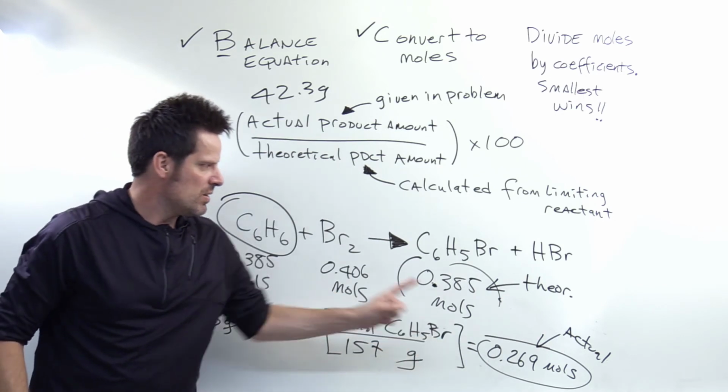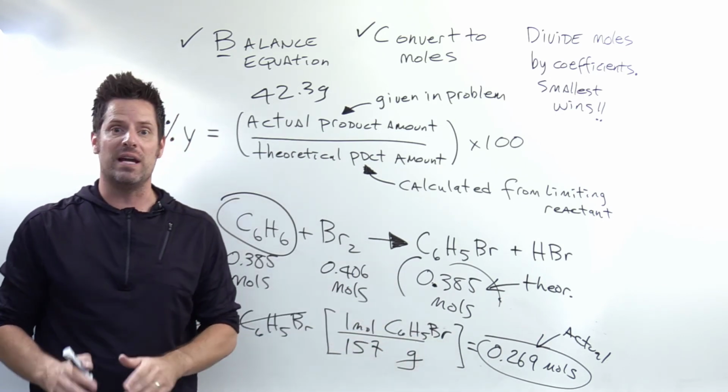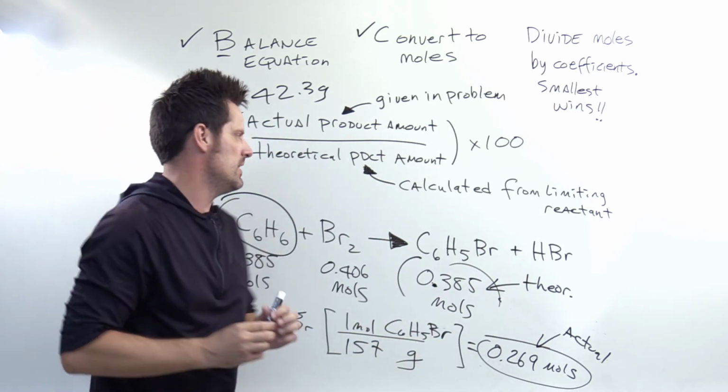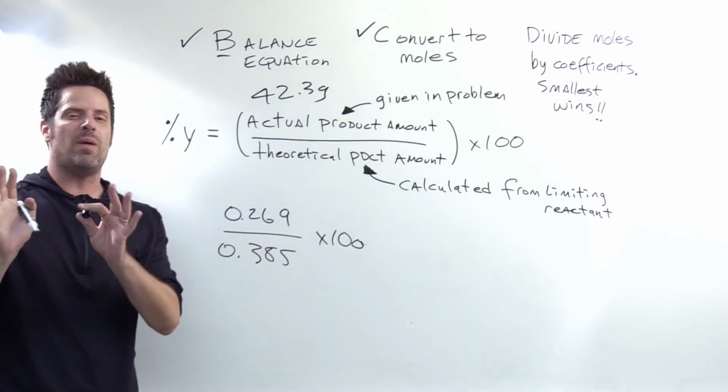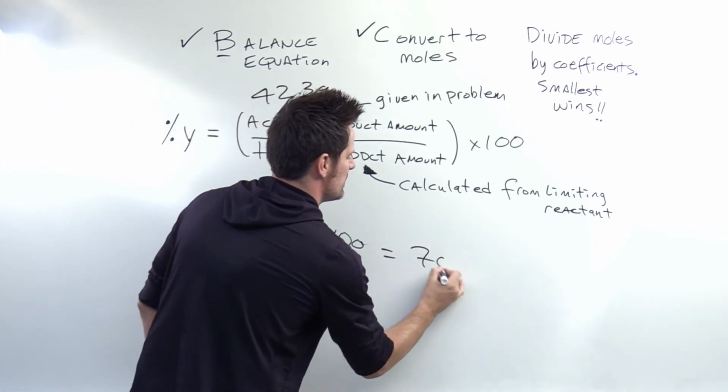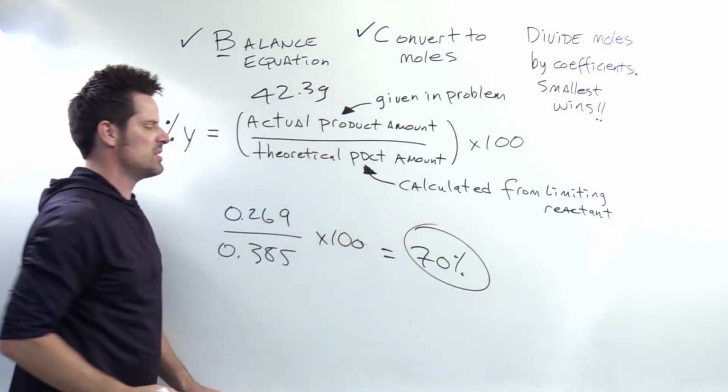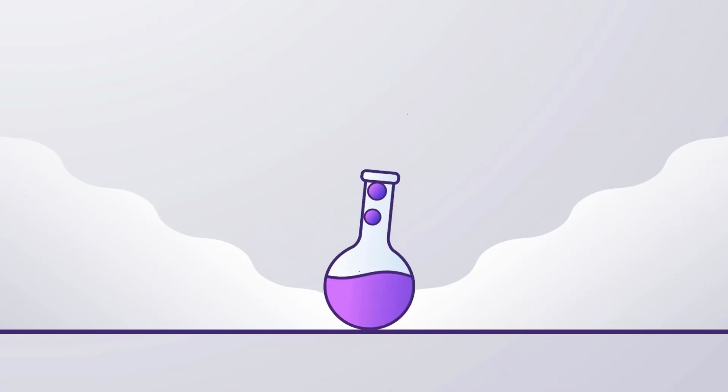So I've got my actual here and my theoretical there. All I have to do is divide the one by the other, multiply by 100. Throw this into your calculator and you end up getting an answer that's around 70%. So that is my answer for part B.